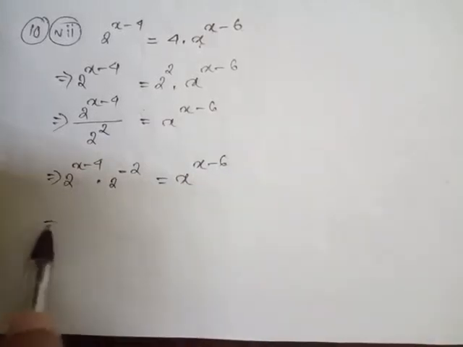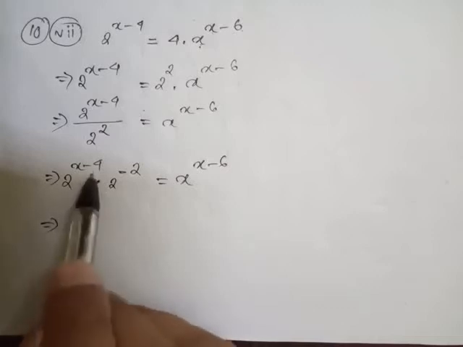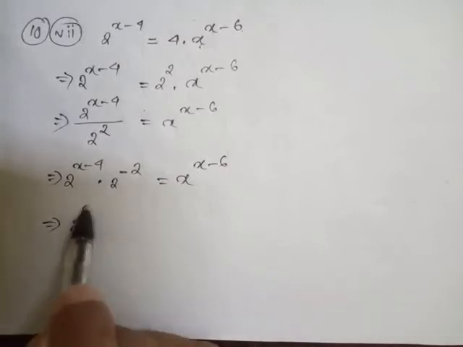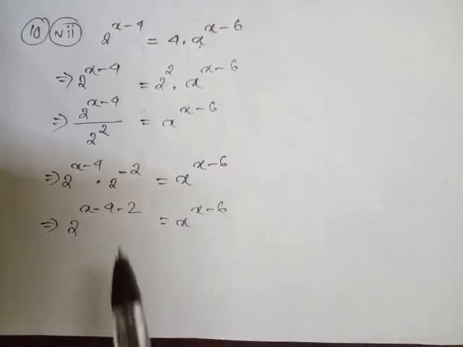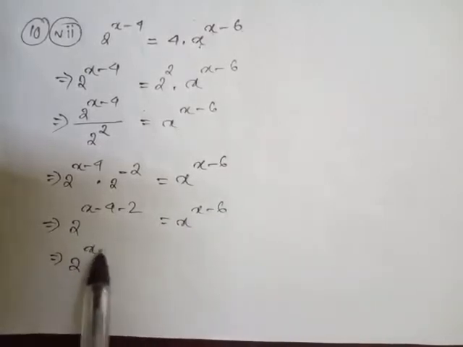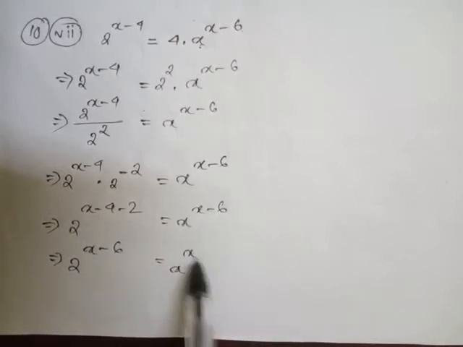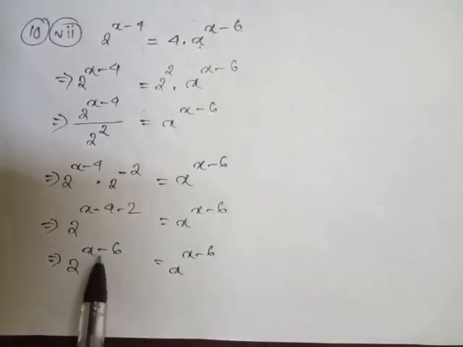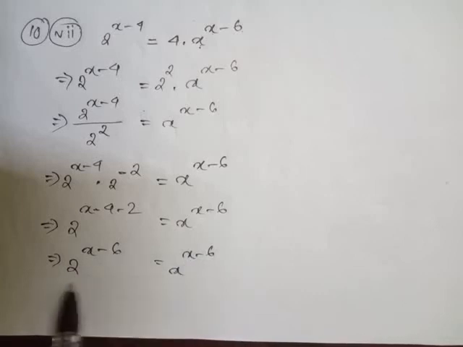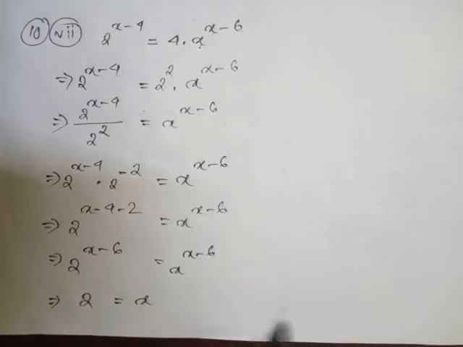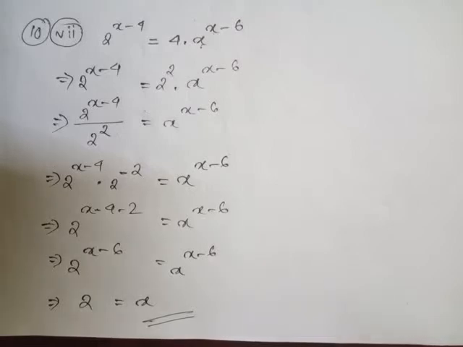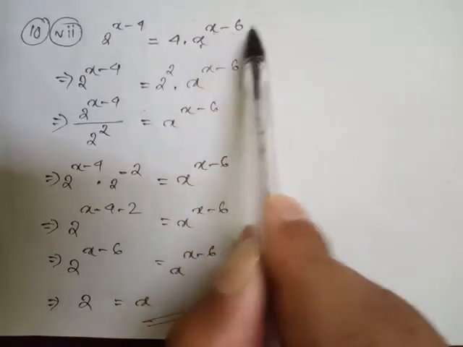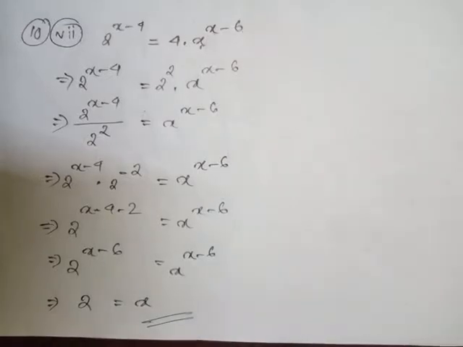Now look, the base is the same, so the powers should be added. So 2 to the power x minus 4 minus 2, and x to the power x minus 6. Now student, 2 to the power x minus 6 equal to x to the power x minus 6. Now look here, the powers are equal, so the bases are also equal. So in the last line we will write that 2 equals x, which means the value of x is 2. This is the answer of question number 10 Roman 7. I repeat again, there is x to the power x minus 6, not 2 to the power x minus 6.